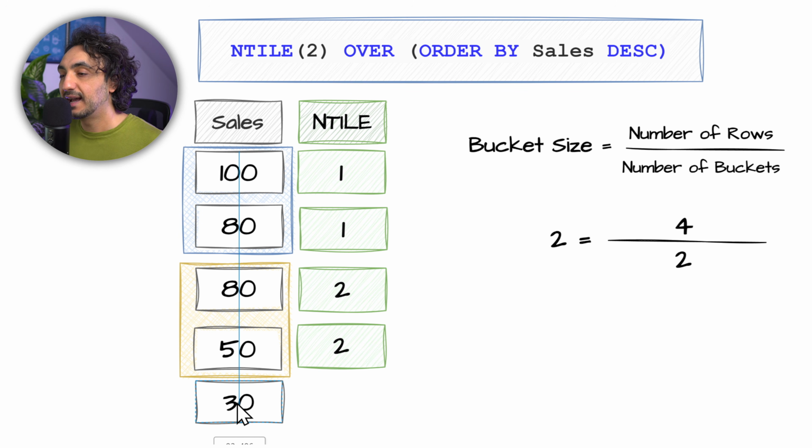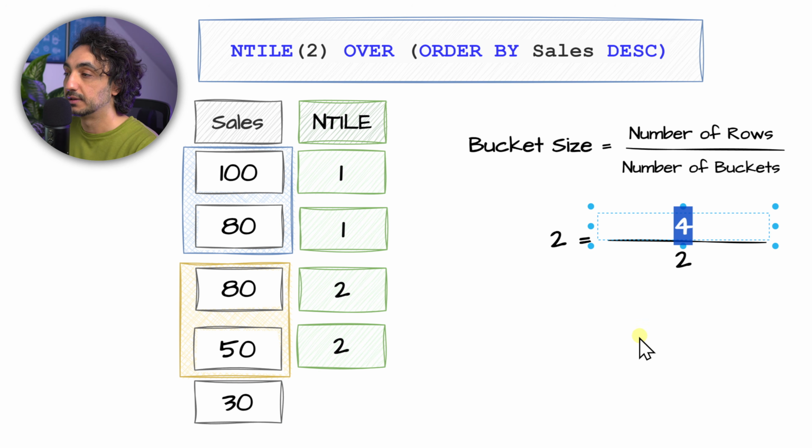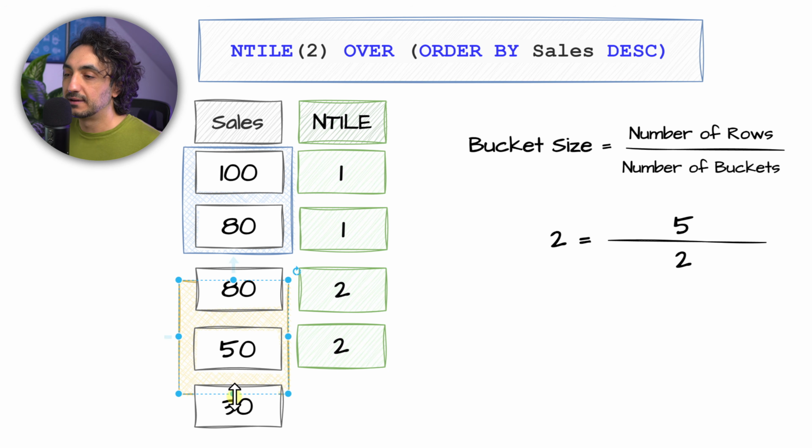But now what can happen if we have an odd number? So we have 5 instead of 4. So the bucket size is going to be dividing 5 by 2. We're going to get 2.5. And now, of course, SQL will not divide into 2 halves for each bucket. Of course, this will not work. We should now have a bucket with 3 and another bucket with 2.